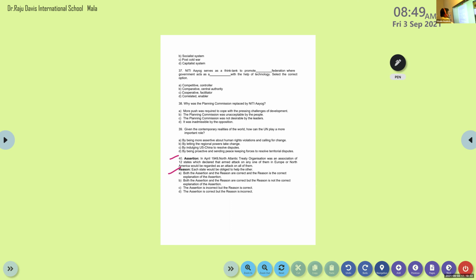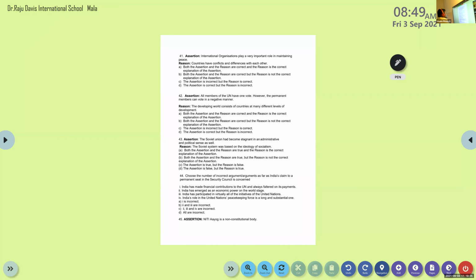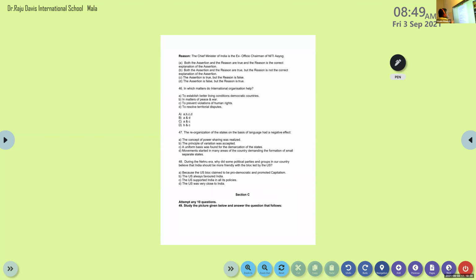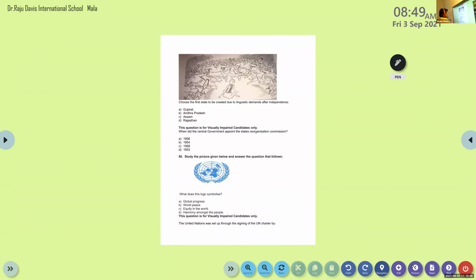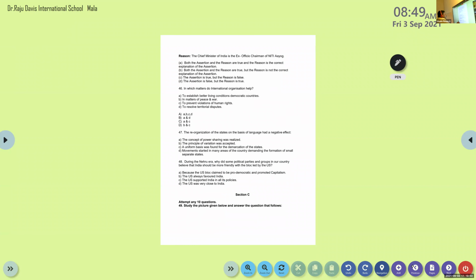So it is very important to read and understand such kind of questions. You can see number of such kind of questions are here. So it is very important to understand the chapter and the concept that is mentioned. Okay, clear? And you can see section C. Here it is attempt any 10 questions only.